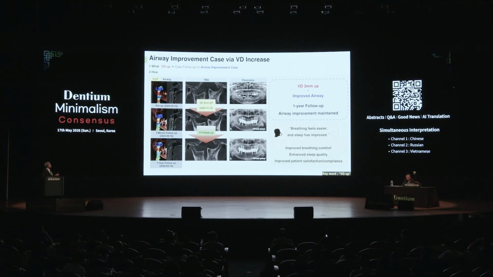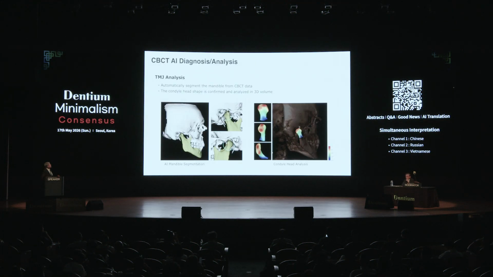Another interesting checkup is about the TM joint. This is shown with the segmentation and the coloring. We can see a much more detailed evaluation, because a 2D image is not good enough for that.